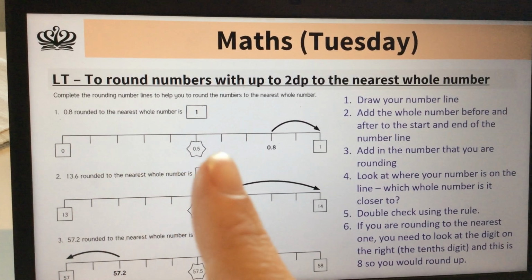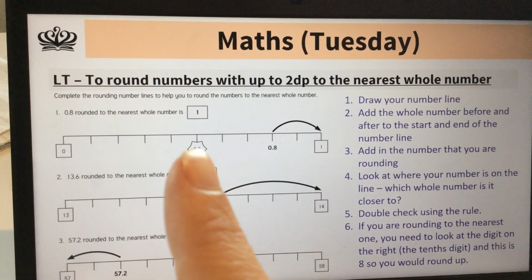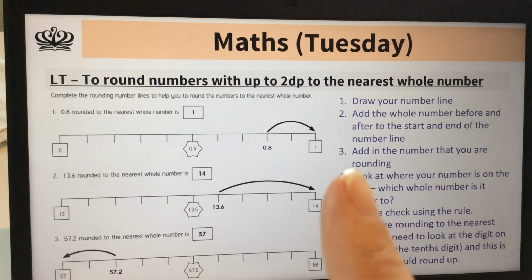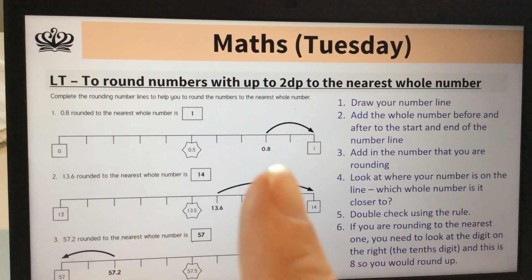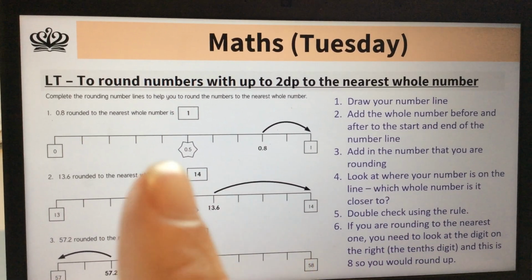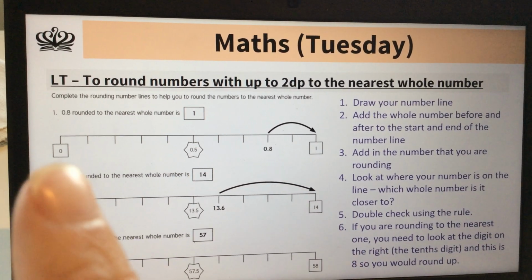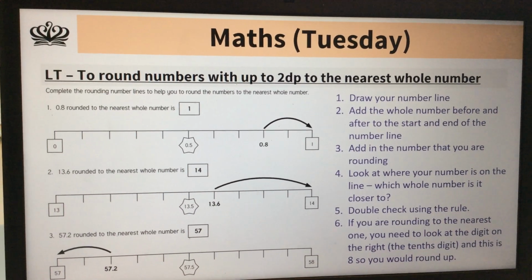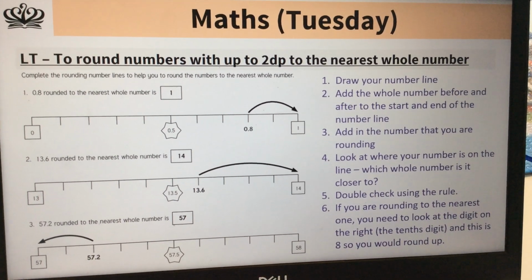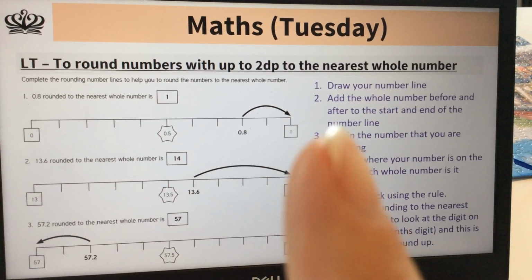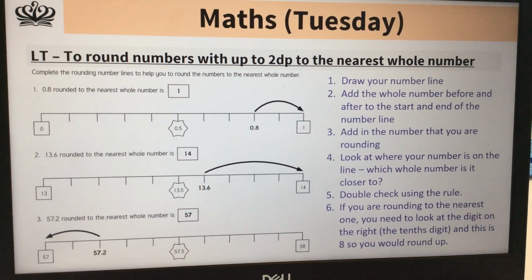I can use this number line to actually show, okay? So if I put my number line in, add in the number that you're rounding, so place that onto your number line, and then I can see that it's definitely closer to the 1 than it is to the 0, so I can visually see that as well, okay? I can also use that rule, so I can remember that that's an 8, and that 8's going to round up as well, so I can use that to double check.